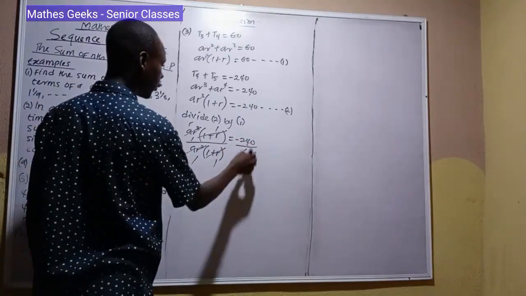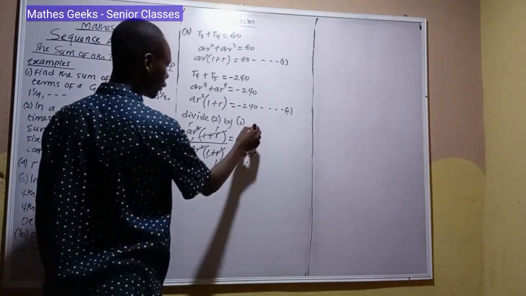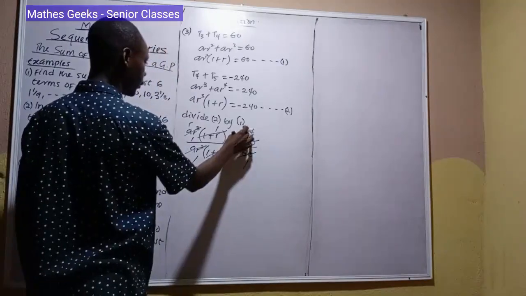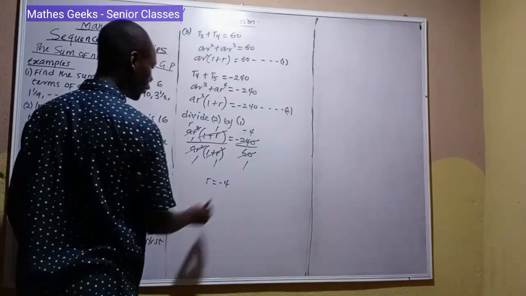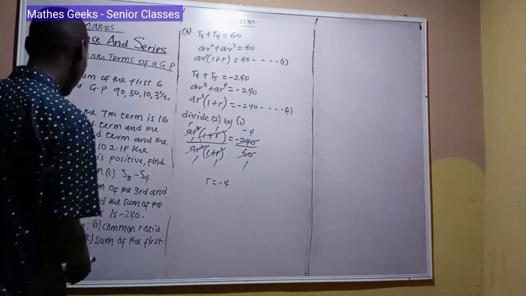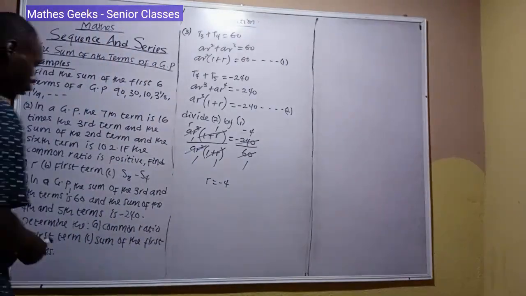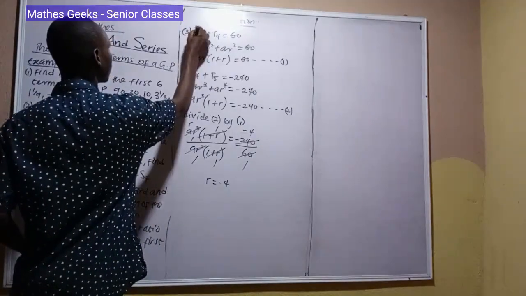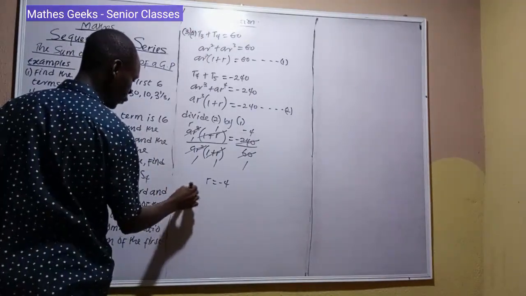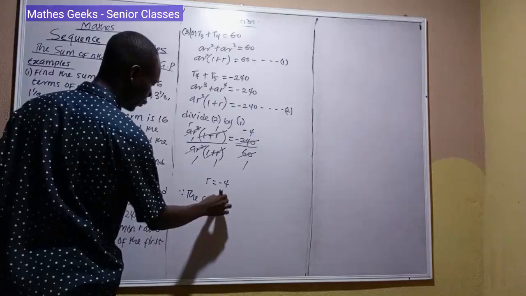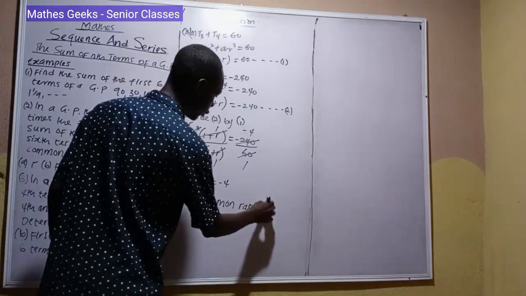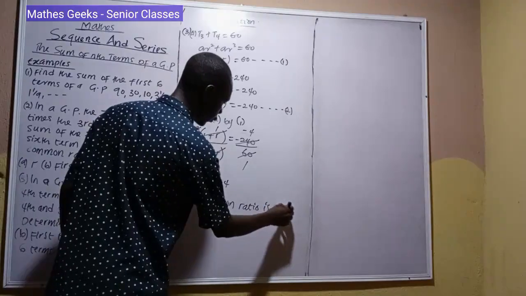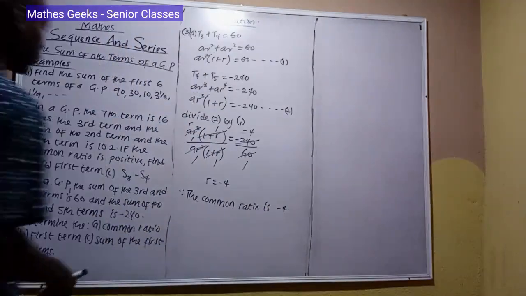So minus 240 over 60 gives us minus 4. So r is equal to minus 4. So therefore the common ratio is minus 4. Part A says look for the common ratio. So the common ratio is r equals minus 4.